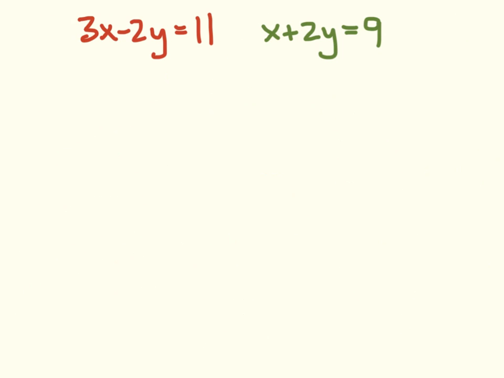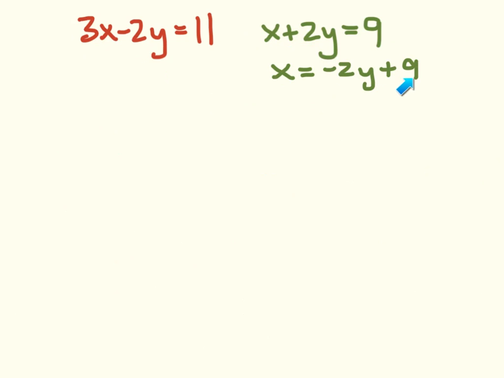Okay, so let's try that one more time together. Here I want to solve for whichever variable seems easiest. Here I have 3x minus 2y equals 11, x plus 2y equals 9. The easiest variable to solve for is this x right here, and that's because it's just a single x hanging out. So I can say, okay, x equals negative 2y plus 9.